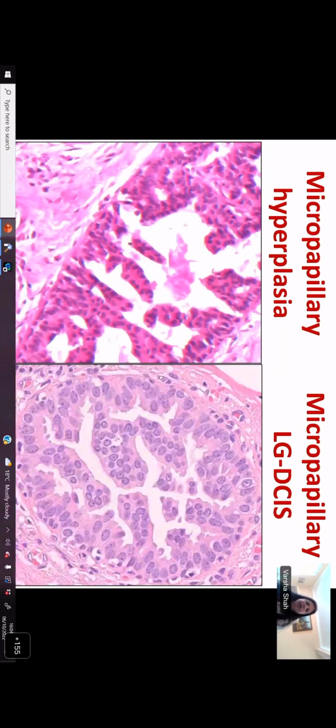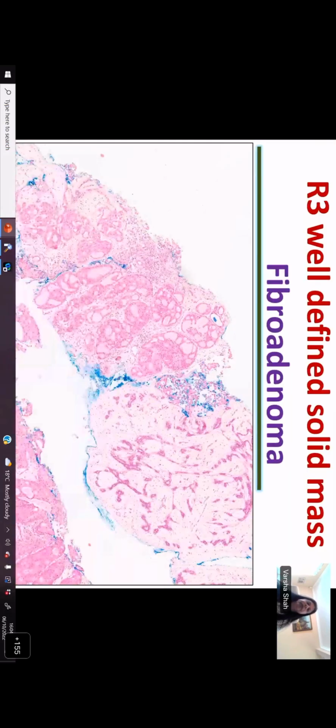So this is micropapillary hyperplasia, and this is micropapillary low-grade DCIS. You got the bulbous papillae over here. So this is fibroadenoma with micropapillary hyperplasia, B2, no need to do anything more. In the previous case, obviously, where there was invasive lobular carcinoma, it had to come out. So it was B5B in the previous case. Yes, the next one, R3 well-defined solid mass. You can see that there is a fibroadenoma here, which is no problem. And then there is something going on within the fibroadenoma.